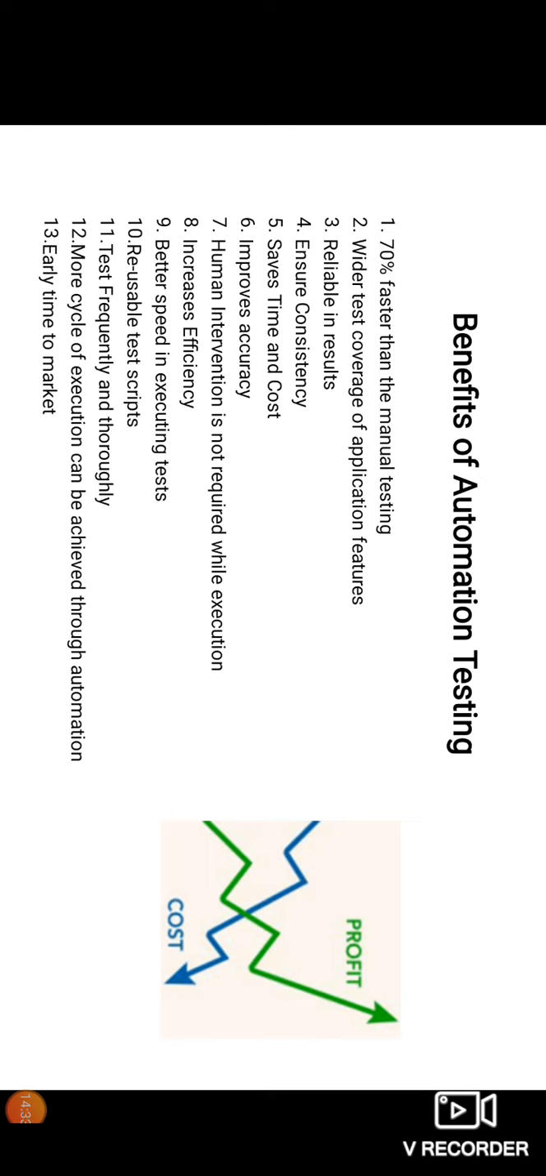Then more cycles of execution can be achieved through automation. I can execute test cases rapidly, so more test cases can be executed within a shorter period of time. If I'm doing it manually, it takes more time. The time taken for me to execute 2 test cases on a particular portion of code, in that very same time I can execute 4 or 5 test cases when it is automated. Since it can be done fast, I can think about more test cases to have more test coverage.